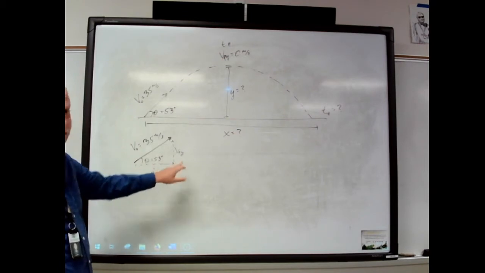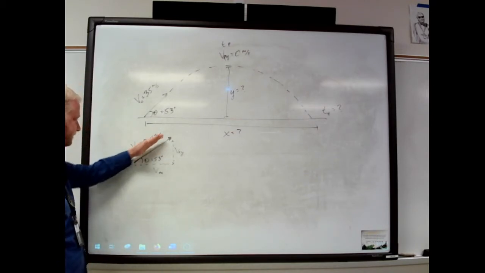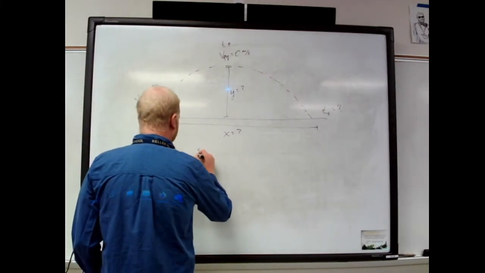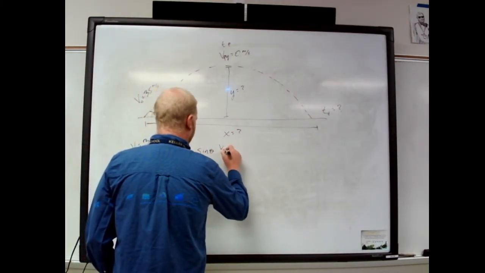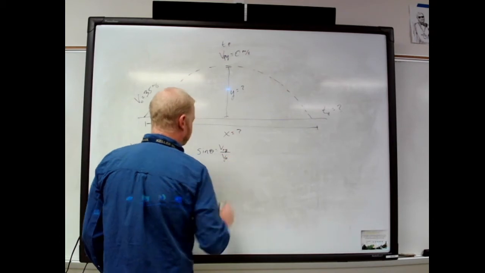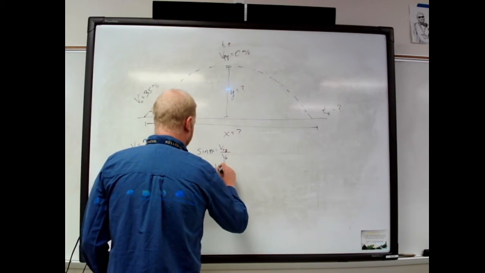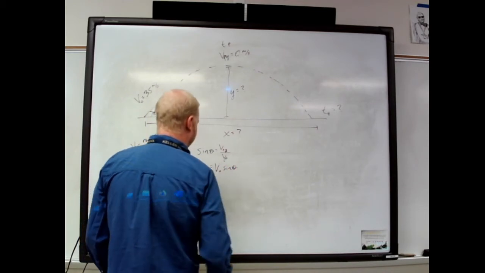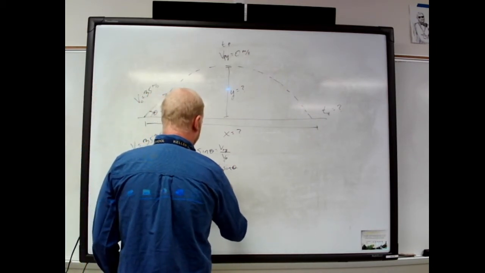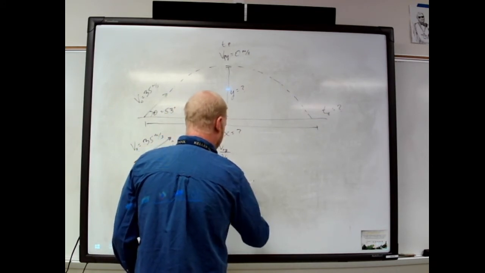In order to get your individual components, you've got to use your trig functions. So this is your hypotenuse here. We've got our adjacent side, and we've got our opposite side. To find V naught y, we need to use a sine function. If we rearrange this, you get V naught y equals V naught times the sine of your angle. So V naught y would be 35 meters per second times the sine of 53.